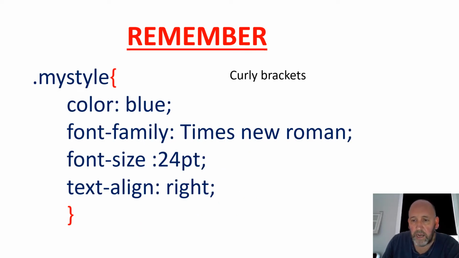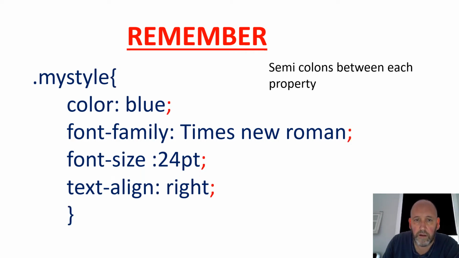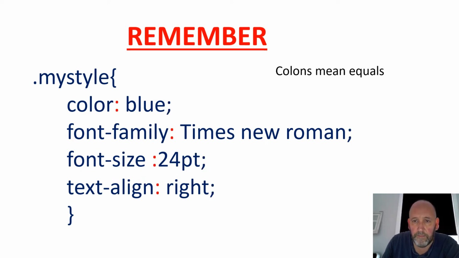Remember, when you're writing selectors, we always have curly brackets, open and close. Semicolons between each property. Colons, which mean equals: colour equals blue, font family equals Times New Roman, but it's not an equals sign, it's a colon.